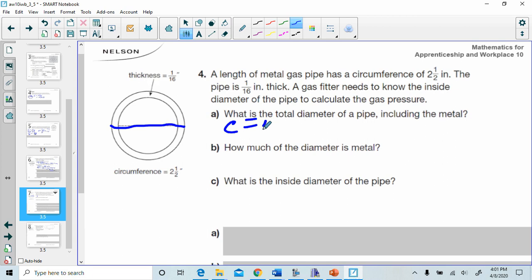We know circumference is pi d. When we isolate for diameter, we just divide both sides by pi. The pi's divide out, leaving diameter equals circumference over pi. In this case, diameter is what we're looking for. Circumference we know is 2.5, so 2.5 over pi.